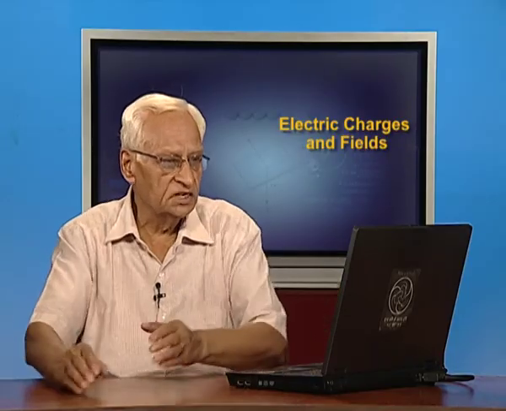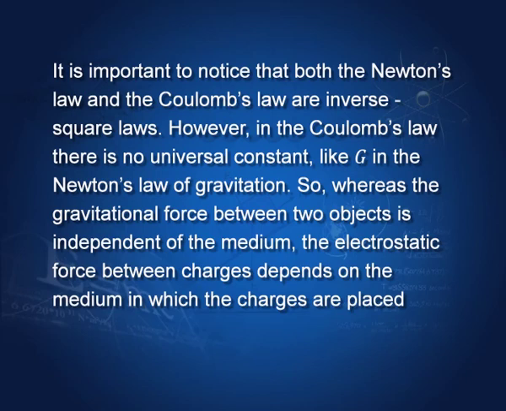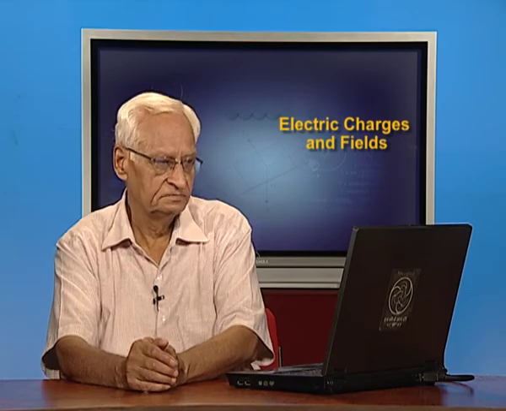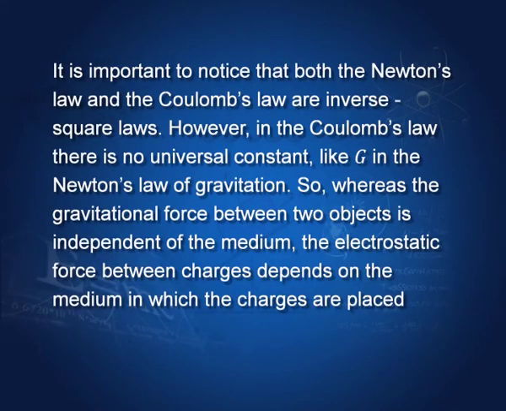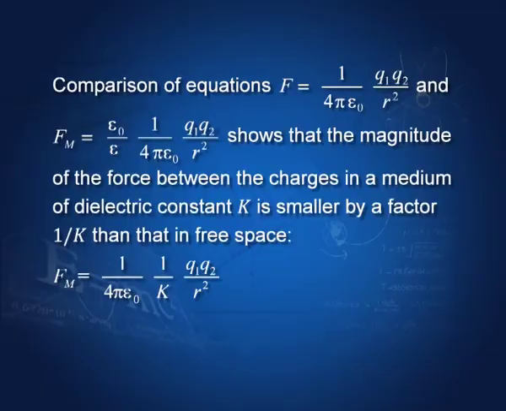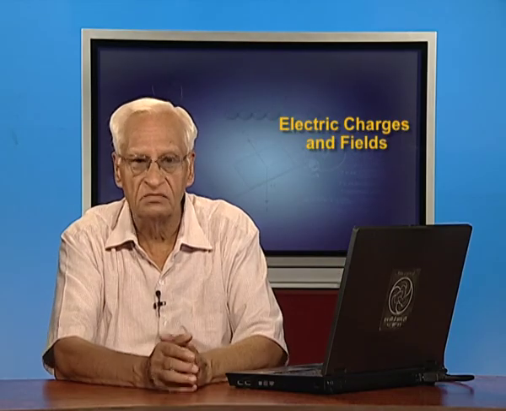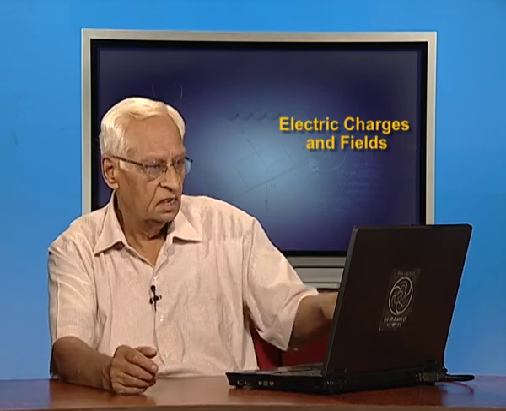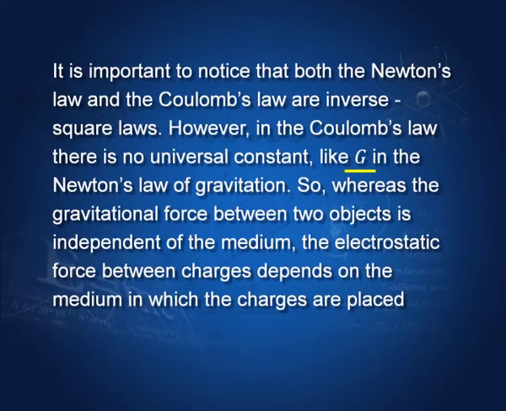It is important to notice that both the Newton's law and Coulomb's law are inverse square laws. You are familiar with the Newton's law already. However, in the Coulomb's law there is no universal constant. In Coulomb's law we have a constant 1 by 4 pi epsilon 0. This is not a universal constant, whereas either 1 by 4 pi epsilon 0 or 1 by 4 pi epsilon, these depend on the medium, this is not a universal constant. Whereas in the Newton's law, capital G is a universal constant.